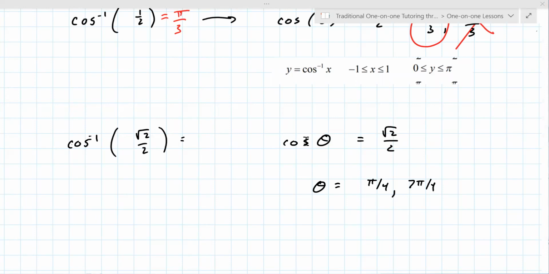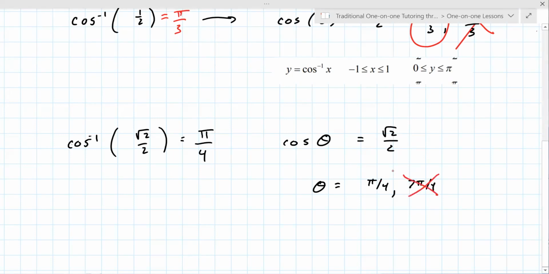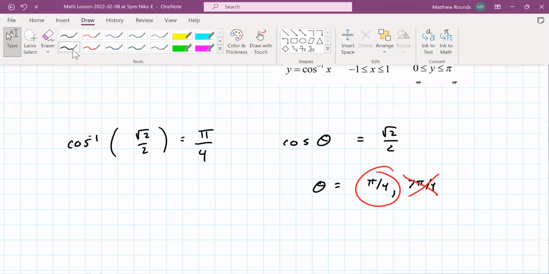Cosine is the x coordinate on the unit circle also. That's not been made clear. But again, because cosine inverse, you have to choose something from 0 to pi. The only answer is pi over 4. Is that clear? Yeah. Okay. So cosine is not real interesting because the answer is always whatever it is, choosing the first or the second quadrant. But now let's go to sine.